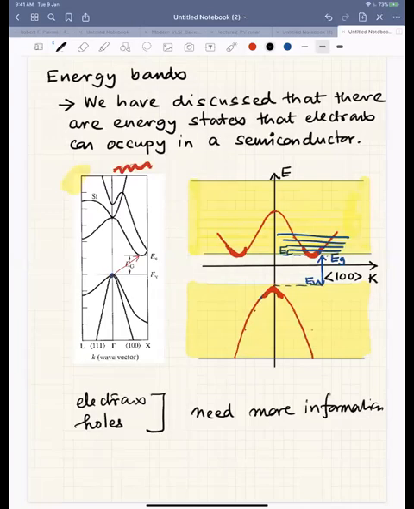Since we are interested in finding the number of electrons in the conduction band, we are not interested in the electrons in the valence band. The valence band has electrons also, right? But they do not contribute to the transport, the current. So when we talk about electrons and holes, we are talking about electrons in the conduction band and holes in the valence band.